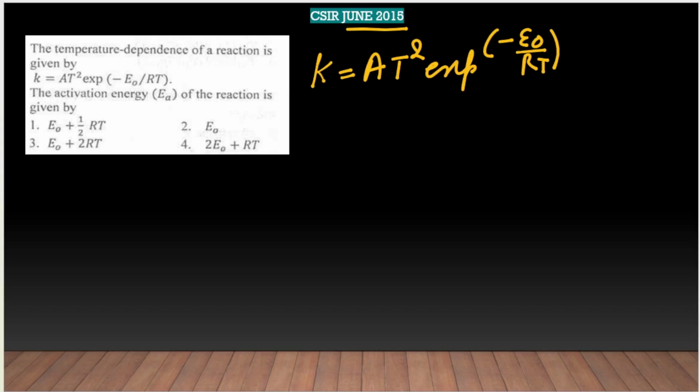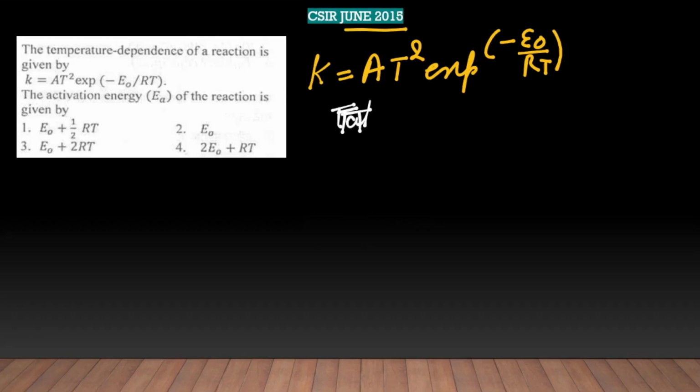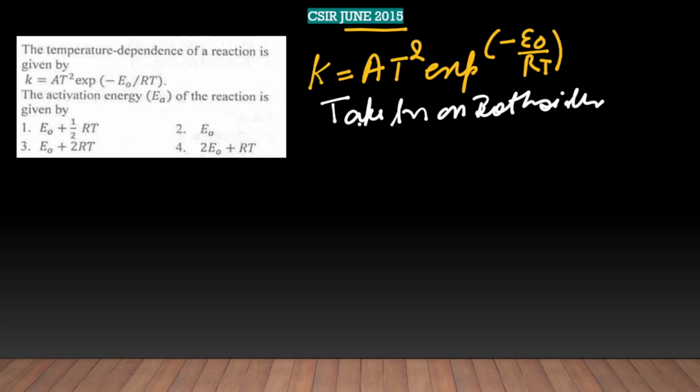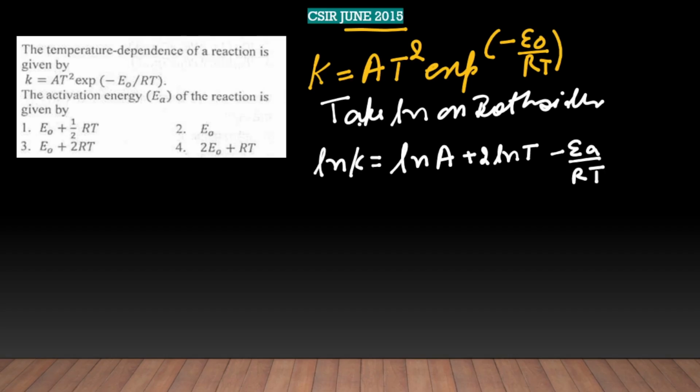So take the natural log on both sides. Take ln on both sides. We will get natural log of k equal to natural log of A plus 2 times the natural log of T minus Ea upon RT. This is what we will be getting.